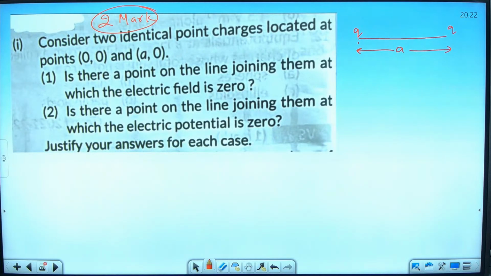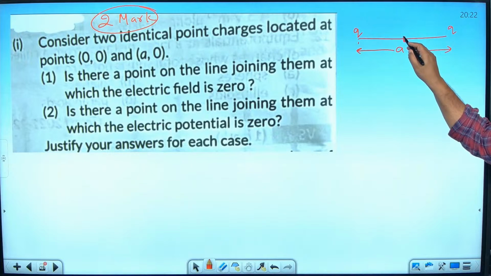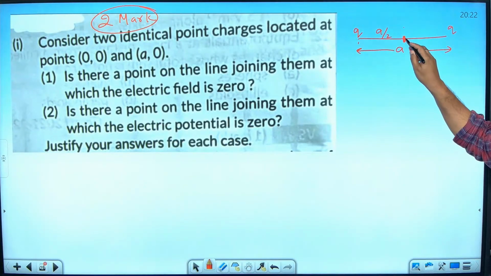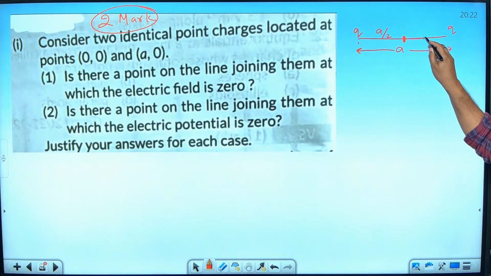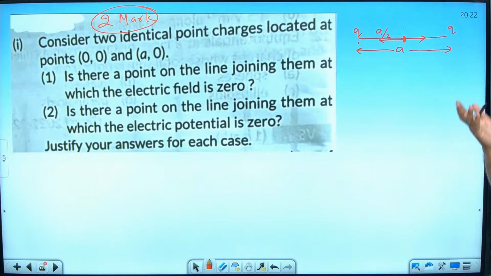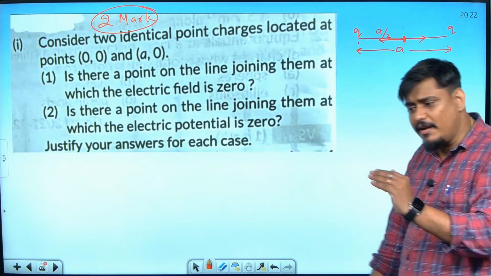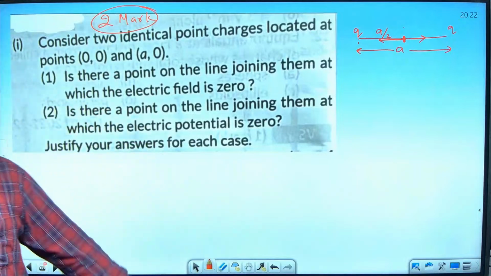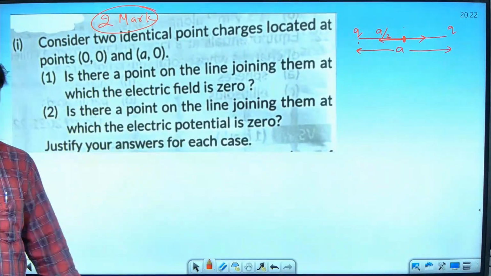Midpoint, common sense, because if I take the midpoint, that is at point A by 2, and if I keep a test charge here, it will be repelled in this direction and in this direction. They cancel each other. So at the center point, the electric field will be 0, isn't it? I hope you are understanding it. But can electric potential be 0 anywhere in between them?